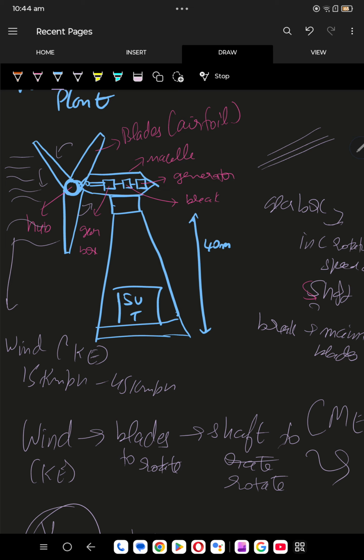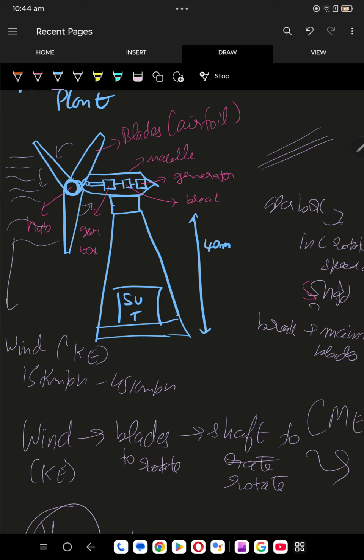The mechanical energy is converted to electrical energy by the generator. What electrical energy? 3-phase AC power supply is generated. Then in the bottom of the tower, electrical energy is given to the step-up transformer from all the windmill supplies connected together and given to the grid or the power lines. So basically, kinetic energy to mechanical energy to electrical energy. This is the energy conversion in a windmill.